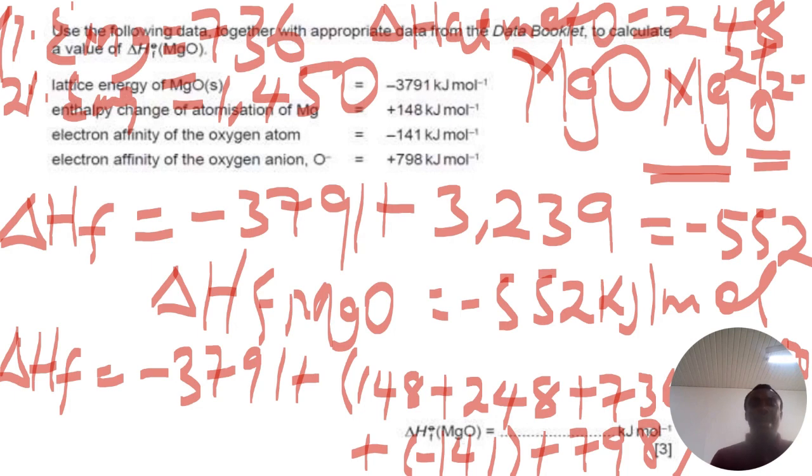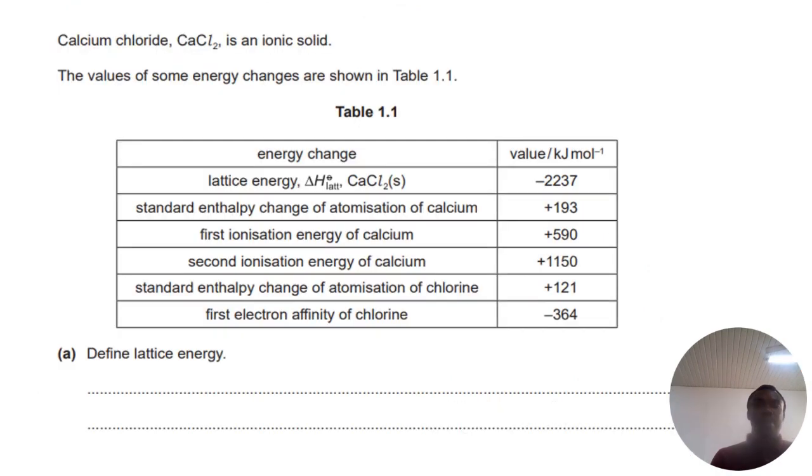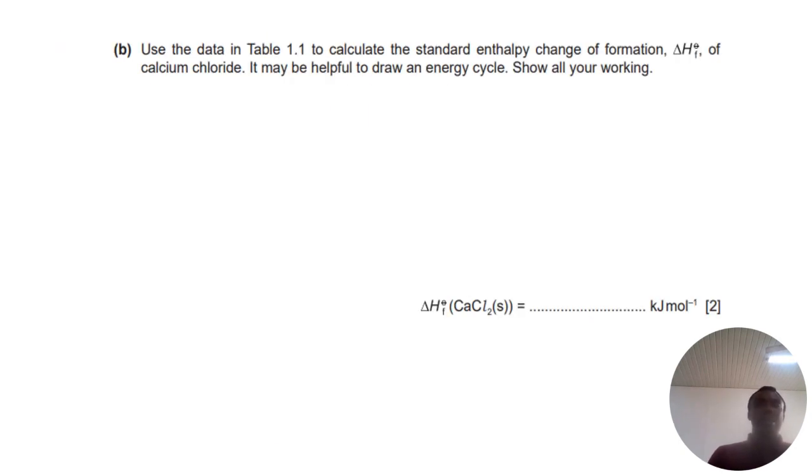So I'll be giving you the task now. So this is the question. Calcium chloride is an ionic solid. The values of some energy changes are given. They've given you all the data you need. You're asked to define the lattice energy. Then use the data in table 1.1 to calculate the standard enthalpy change of formation of calcium chloride. It may be helpful to draw an energy cycle. Show all your working. It's as simple as ABC. Just attempt this task and we'll meet in our next class.